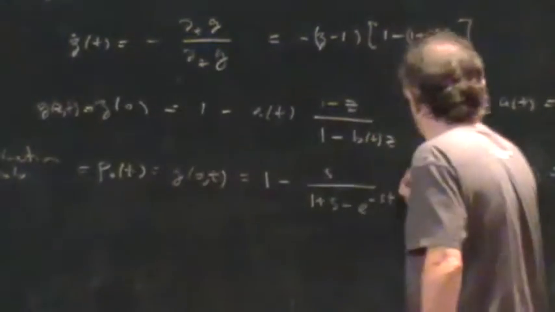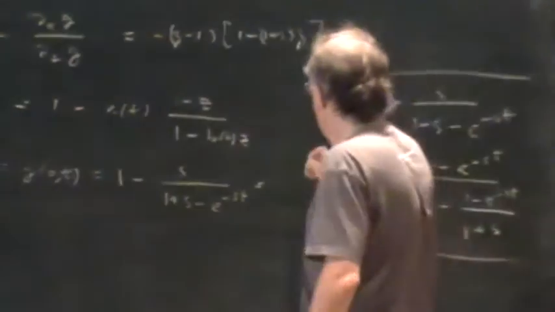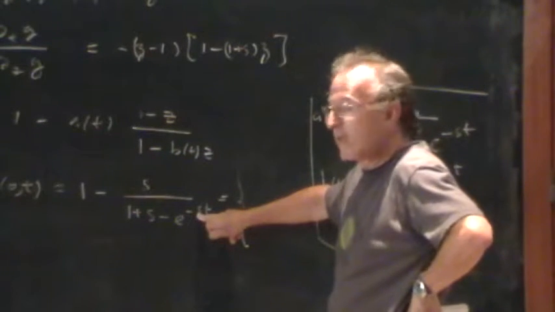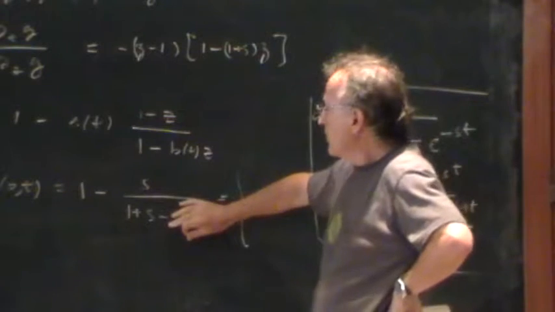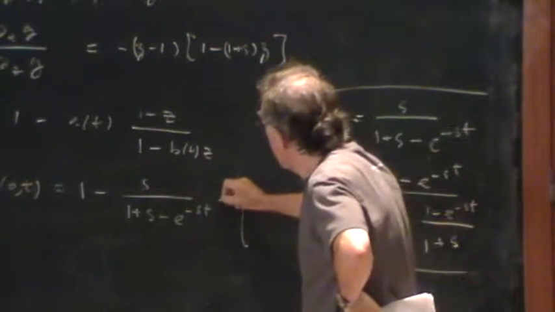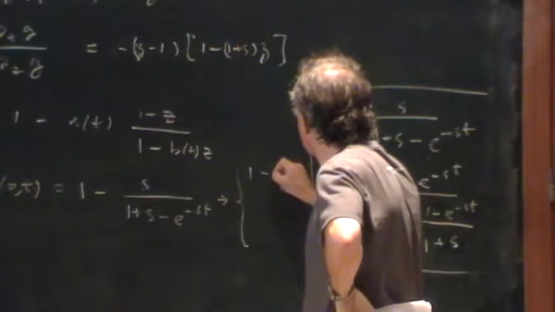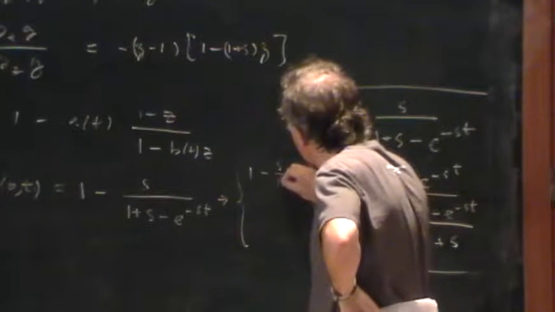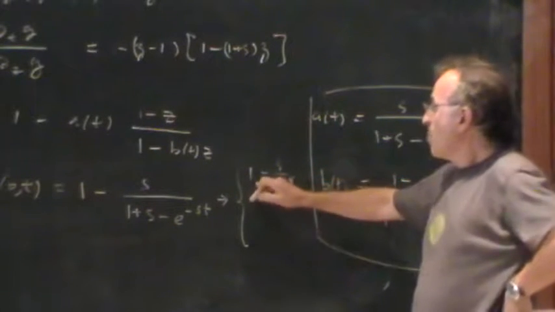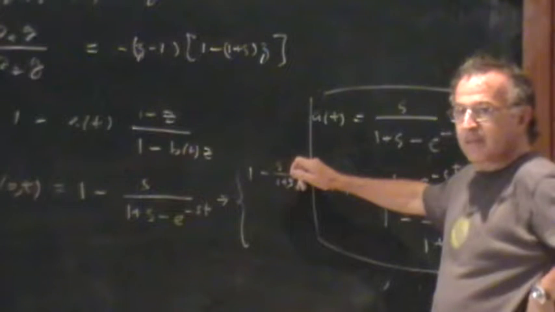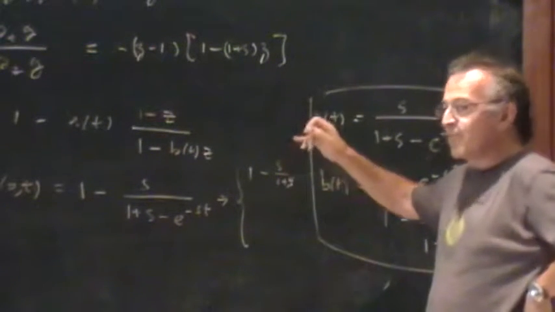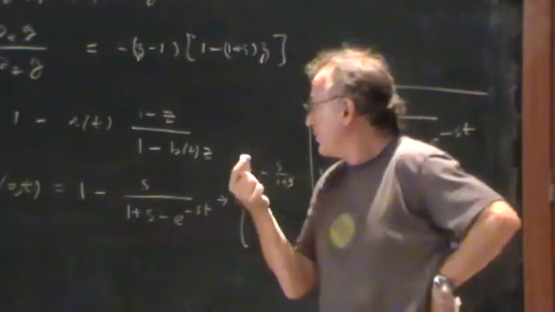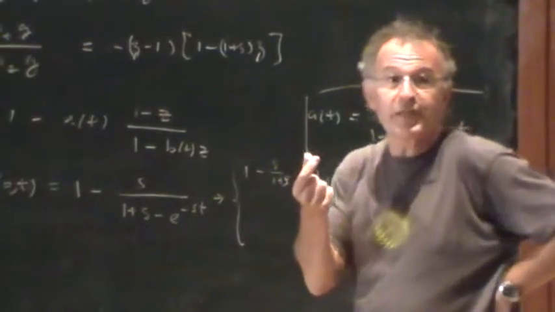So, in particular, if s is positive, and we look at long times, this exponential vanishes, and this basically goes to 1 minus s over 1 plus s. I can already say that s is actually small. So the extinction probability is 1 minus s. But the extinction probability is 1 minus survival probability. So therefore, the survival probability is just proportional to the differential fitness, provided that it's positive.